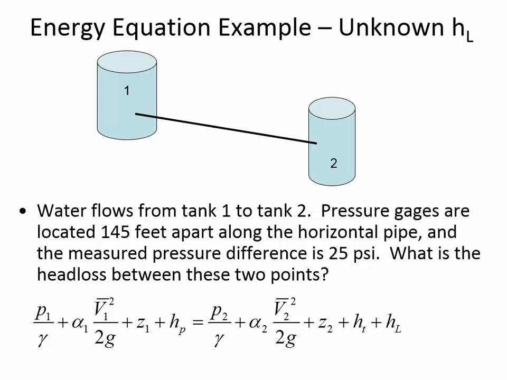So we have 3,600 pounds of force per square foot as the pressure, and then 62.4 pounds of force per cubic foot is the unit weight. So the head loss, the energy loss between the 2 points, is 57.7 feet.